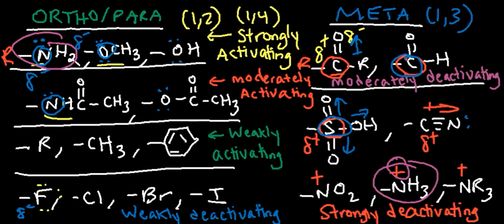All of the meta directors, the first element has a partial positive charge, or a positive formal charge. And for the ortho-para directors, the first element usually has a partial negative charge. Between carbon and hydrogen, carbon is more electronegative than hydrogen. So carbon has a partial negative charge. Hydrogen is partially positive with respect to carbon. So do you see that trend? All of the first atoms for the ortho-para directors have a partial negative charge, and on the right, for meta directors, they have a partial positive charge.